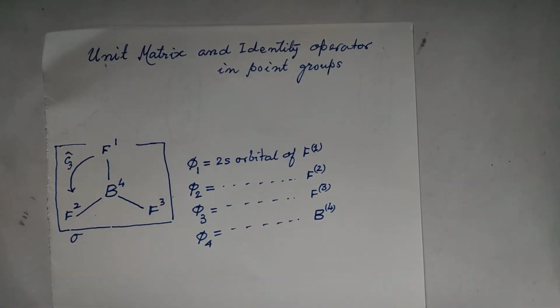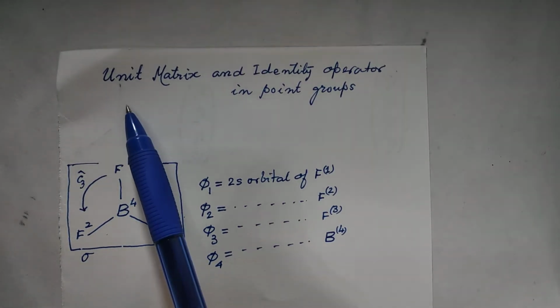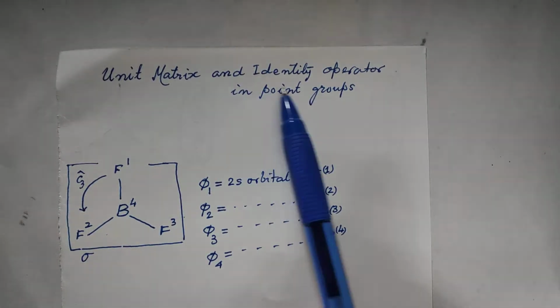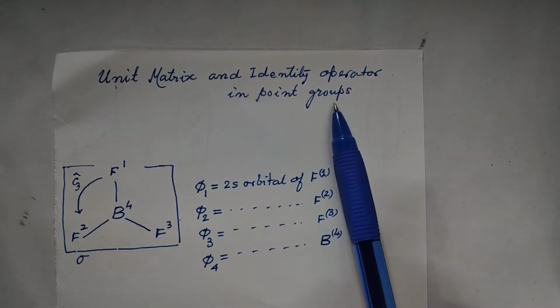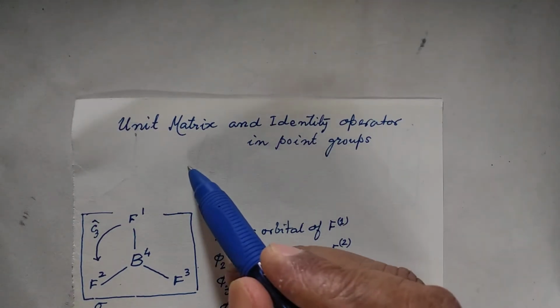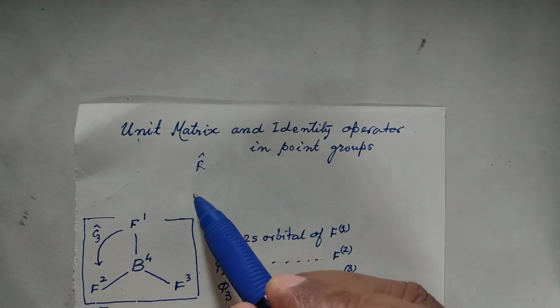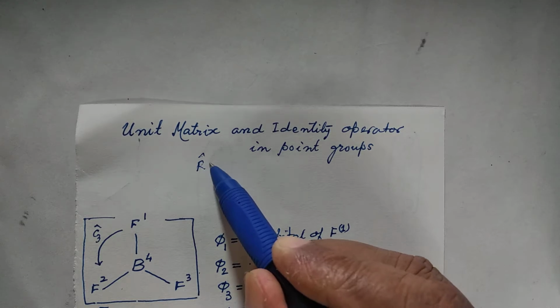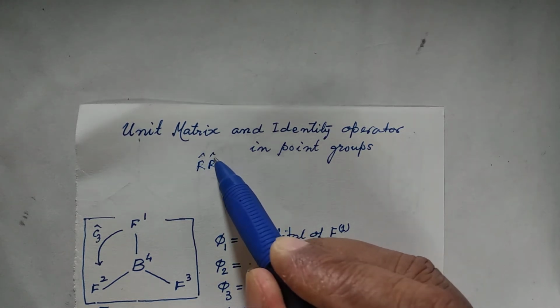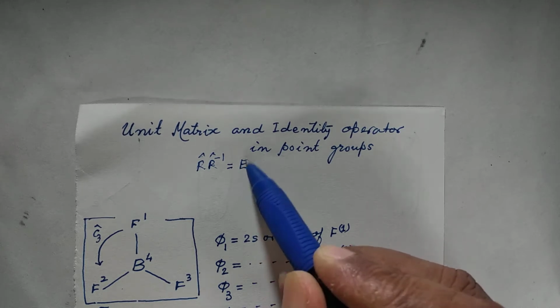In this video, I am going to discuss the relationship between unit matrix and identity operator in point groups. If we have a symmetry operator, say R, and multiply it with its own inverse, then we get the identity operator E.